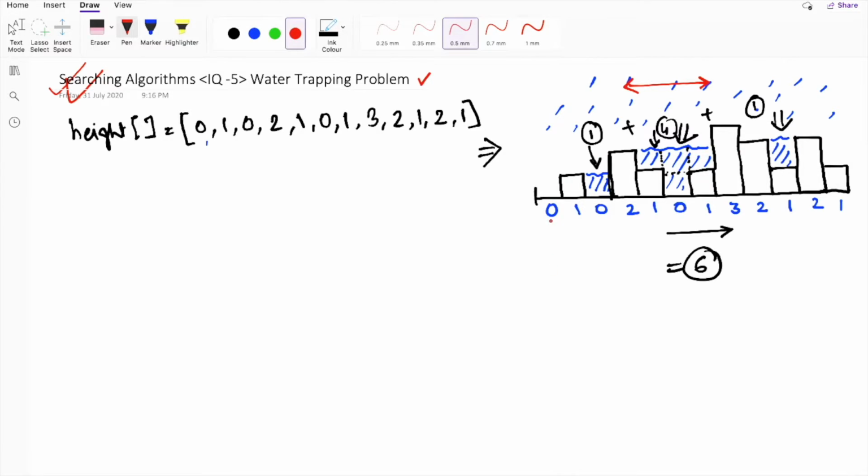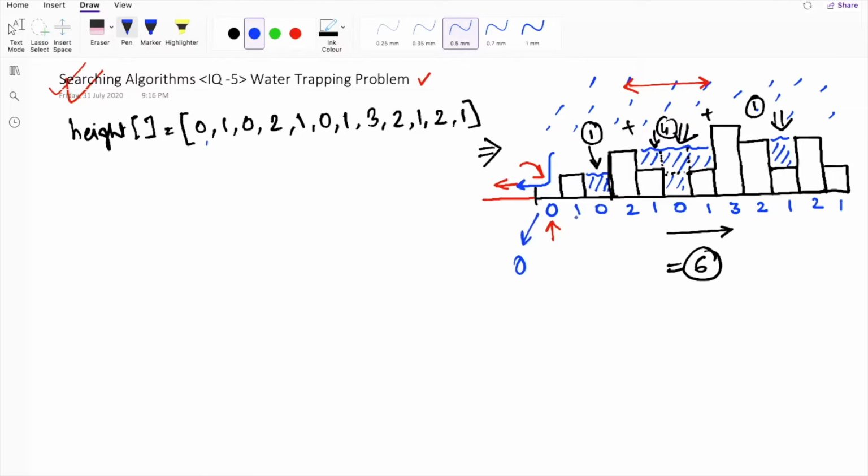Let's calculate one block at a time. Let's start with the first block, block 0. The height of this block is 0. Applying common sense, since there is no boundary on the left side of this block, we cannot accommodate any water here, because whatever rainwater accumulates here will drain out from this side. So we cannot get any stagnant water in this region, and the water holding capacity of this block is 0.